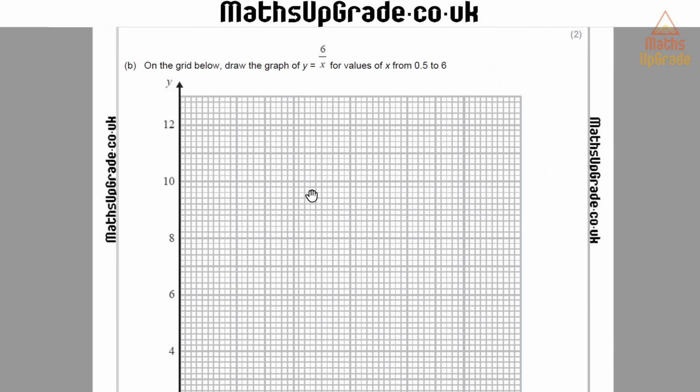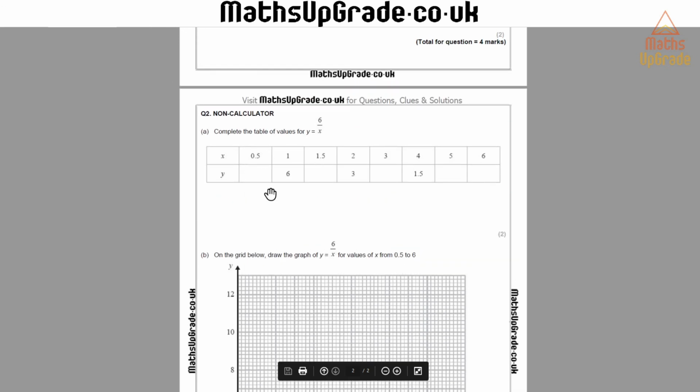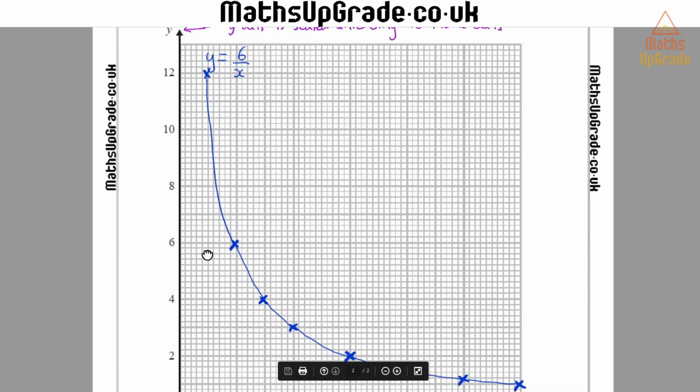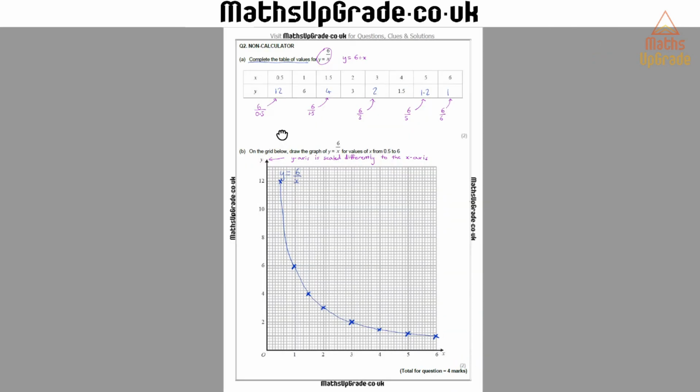Just be careful here, because the scale on the x-axis is simple ones, it goes up in ones. But on the y-axis it goes up in twos, so just be really careful when you're drawing the graph here. So you take each column from the table, and that's one set of coordinates. The first one we know was 0.5 and 12, so 0.5 across, 12 up, which is there, and you follow that same procedure for each one, and then join them with a nice smooth sharp pencil. You get a curve like that. Label the curve, and then that's your 4 marks for that question.